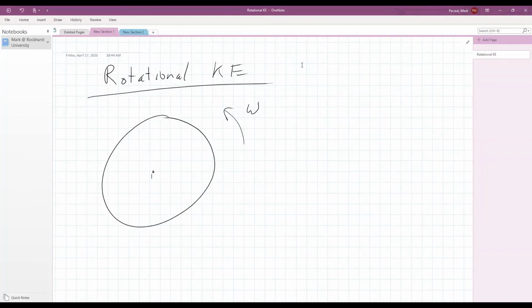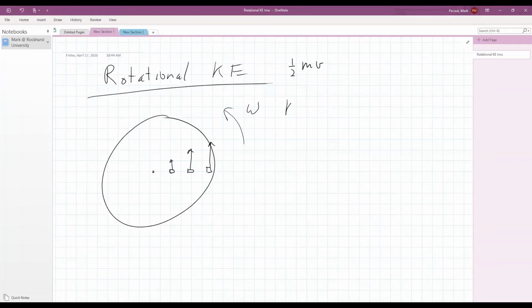Okay, so imagine you have a rotating wheel, and we want to think about the rotational kinetic energy. Well, we know that kinetic energy is 1/2 mv squared, but the velocity of each of these points is different along here. It gets bigger as you go out to larger radii of the wheel. We have to break this up into little tiny chunks and add up the kinetic energy of each of those chunks.